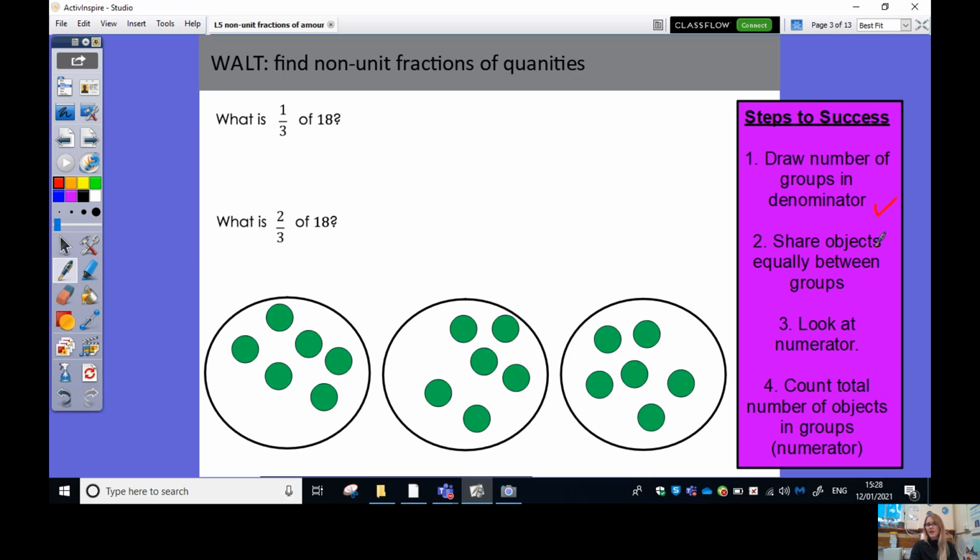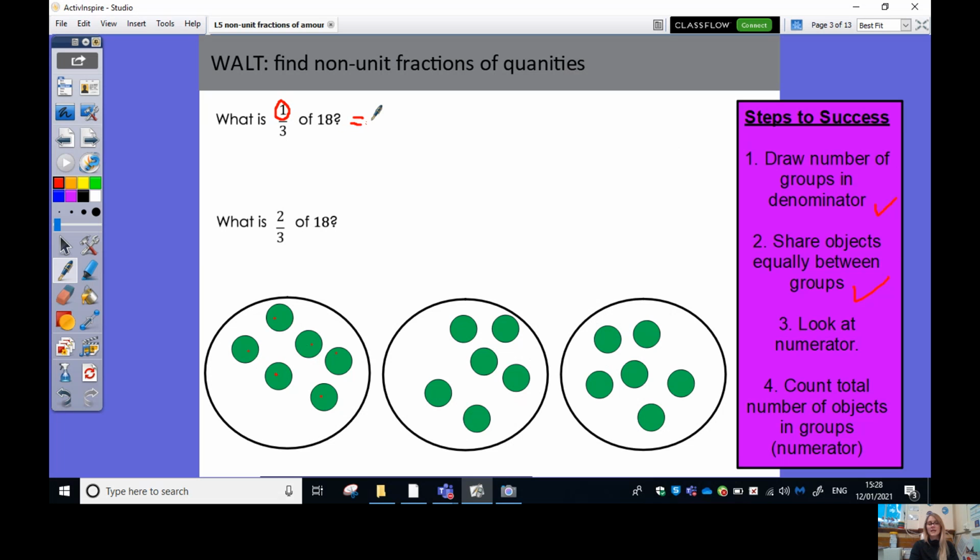So I've done step 1. I've done step 2. Now I need to look at the numerator. So my numerator is 1. So I'm finding 1/3. 1 out of 3 groups. I'm going to look at this group here. I have 1, 2, 3, 4, 5, 6.